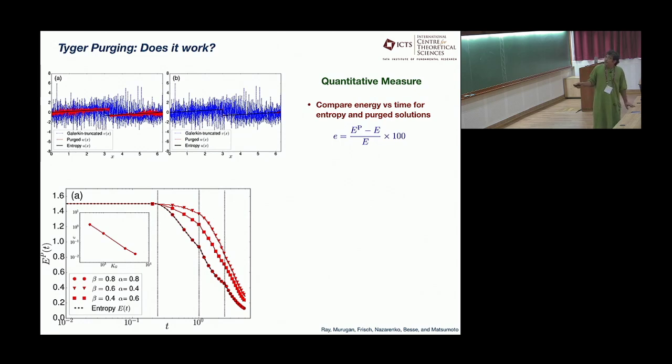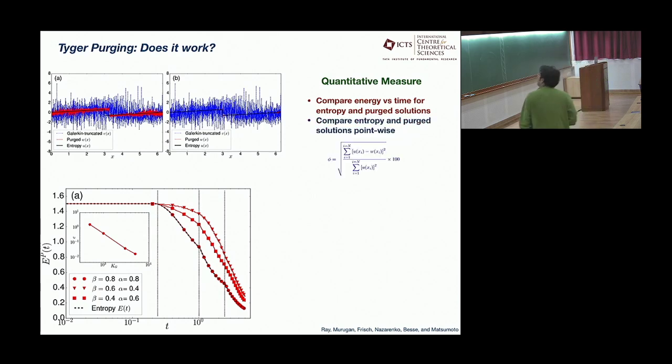But happily, for the right values of alpha and beta, you find, at least to the eye, that the purged energy and the entropy energy behave exactly the same way. So this is a nice way to get a dissipative solution from an inviscid equation. We went ahead and calculated the relative error as a function of Kg for this curve, and we find that the agreement is less than 0.01%, which I think is pretty good.